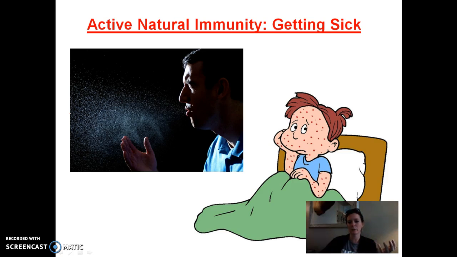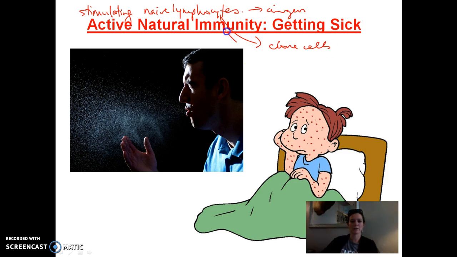The first, active natural immunity. Active means that we are actually stimulating our immune system. We're actually getting our naive lymphocytes in contact with a particular antigen so that they get triggered. Those lymphocytes then divide and produce their clone cells and then produce their antibodies that are going to help us fight off whatever this pathogen is. So active immunity means that we are actually triggering these immune cells.